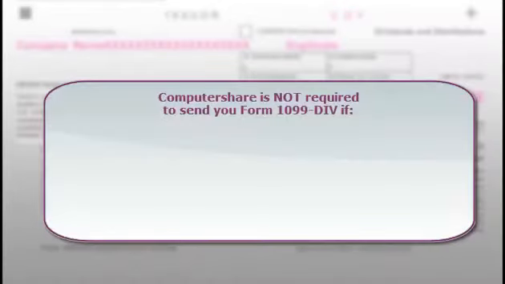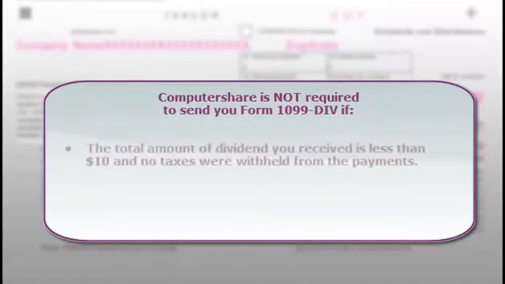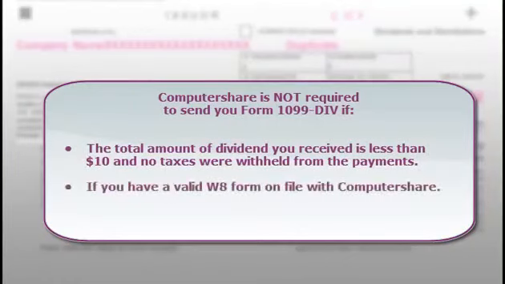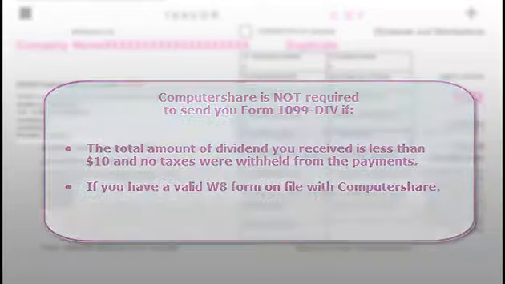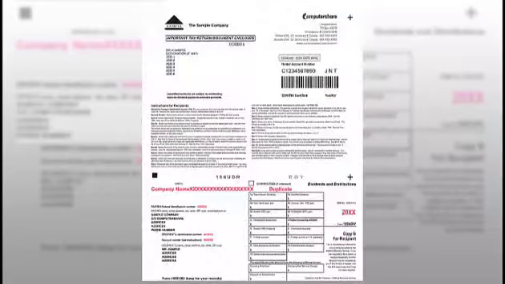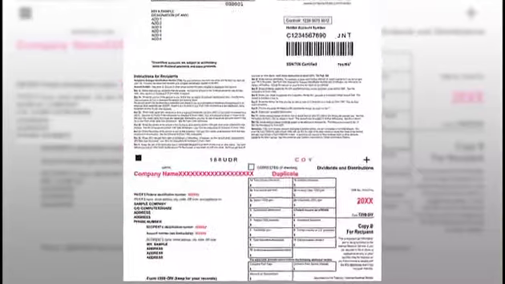Computershare is not required to send you Form 1099 DIV if the total amount of dividend you received is less than $10 and no taxes were withheld from the payments, or if you have a valid W-8 form on file with Computershare. Now that you know why Computershare sends or doesn't send Form 1099 DIV, let's examine the information it contains. This is Computershare's Form 1099 DIV.